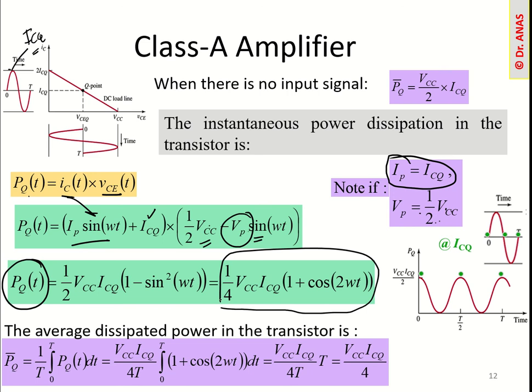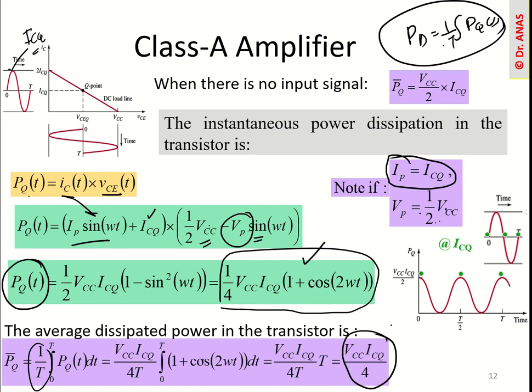Now if you want to calculate the average dissipated power, it is basically the integral of the instantaneous power. So this is my instantaneous power. Now if I integrate this from 0 to T with 1 over T, that is my answer. So the average dissipated power by class A amplifier is this much. It means the output power, if I plot here, this is the maximum power which I can get, because it's a function of sine and cosine, so it will be just changing like that. So this is the maximum power around the Q point, which we can get, VCC times ICQ over 4.